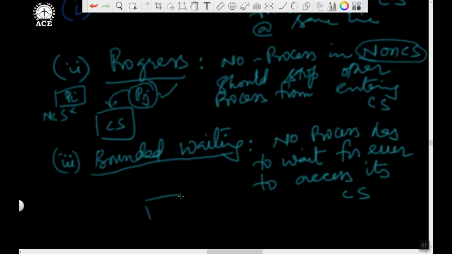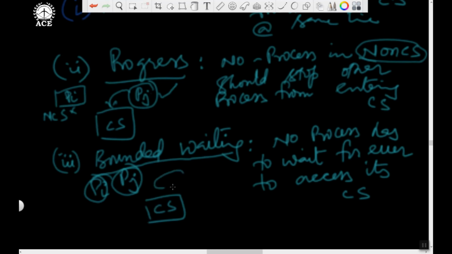I'll explain diagrammatically. This is the critical section. Some processes Pi and Pj are there. Now they want to share the critical section independently. First Pi enters, then Pj, then Pi, Pj. Uniformly they should access. It should not happen that only Pi is allowed any number of times, multiple times, and Pj in that case will have to wait.